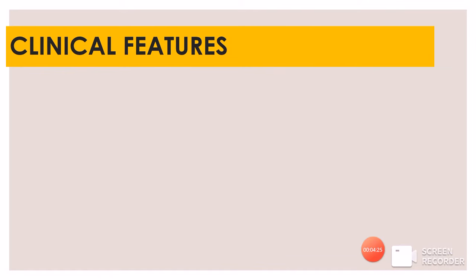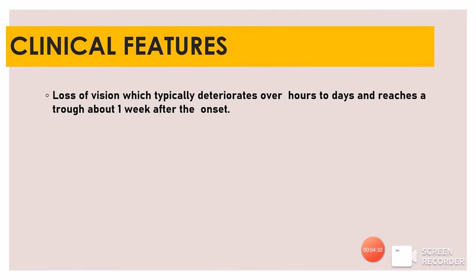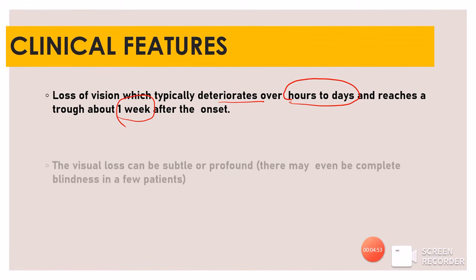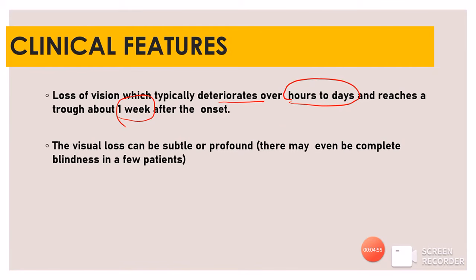Now let us talk about the clinical features of optic neuritis. The first thing I want you to remember is that they will have loss of vision, which could be subtle or profound, but it typically deteriorates over hours to days and reaches its maximum trough about 1 week after the onset, right? So very quickly it deteriorates and reaches maximum deterioration. Number 2, the visual loss, as I said, could be subtle or profound, and some patients can also have complete blindness.